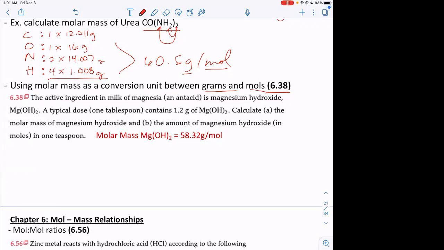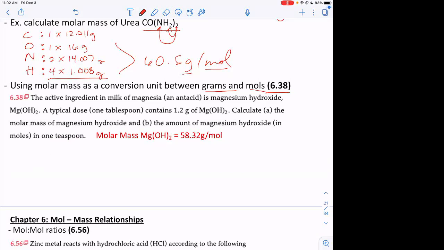So it tells you that a typical dose, 1 tablespoon, contains 1.2 grams of magnesium hydroxide. All right. So if we have 1... Oh, and it's asking to do 1 teaspoon. Yikes. So we can't start with the number of grams. We'll use that in a second. So what would we do?